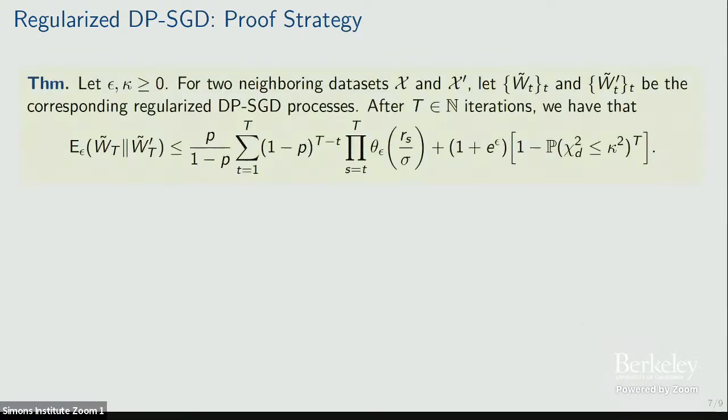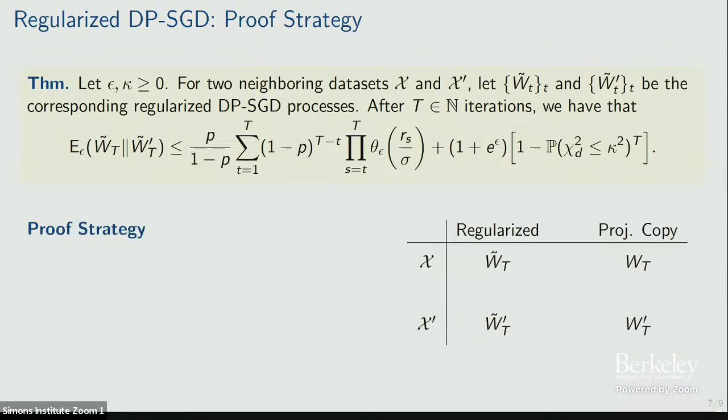So what we are going to prove is the following. It looks very ugly, but let me read it carefully with you. We have the regularized process, right? So we have training with X that we will call W tilde T, and training with X prime, which we call W tilde prime. Same notation as before. As I have already mentioned, differential privacy is measuring hockey stick divergence, right? We put e to the epsilon, and we want to understand the distance in E gamma divergence between those two variables.